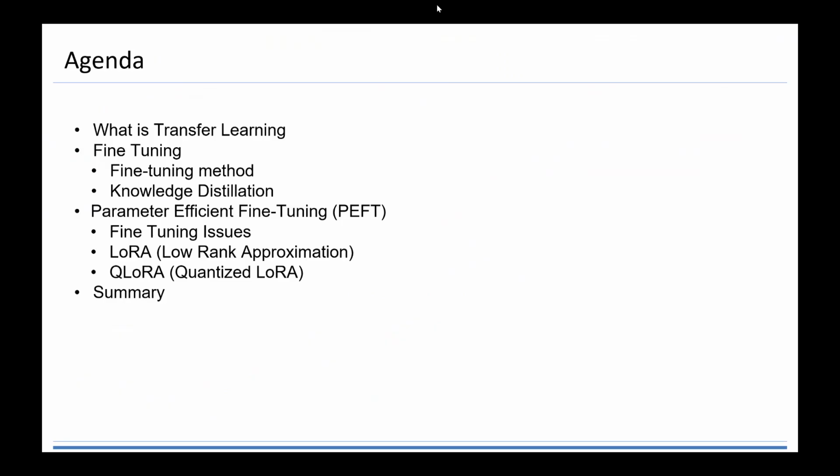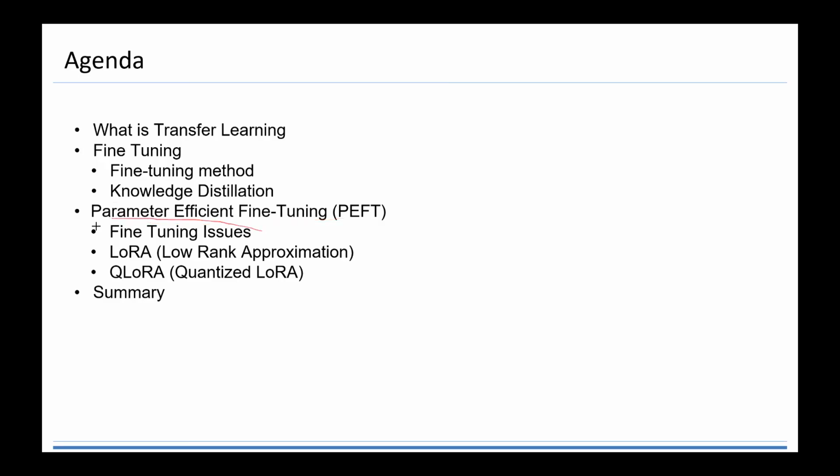Today, the agenda of the class is as follows. You are going to learn what transfer learning is, and what fine tuning is. We will check the fine tuning method and what knowledge distillation is, and then I will explain the current approach to fine tuning, called PEFT, parameter efficient fine tuning.